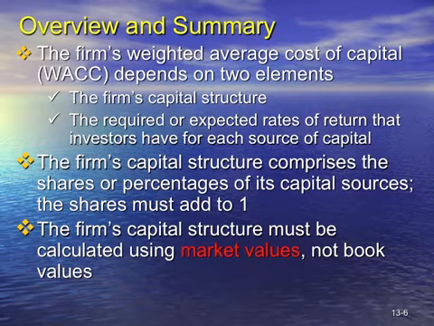Okay. So on slide 12-6, the firm's weighted average cost of capital depends on two elements. The first one is what we're going to call the firm's capital structure. Technical term, we're going to see what it is in just a minute. And it depends on the required or expected rates of return that investors have for each source of capital. So now we're beginning to call upon some terminology that we've used before, the required rate of return or the expected rate of return. We do understand that those are fictional terms, don't we?